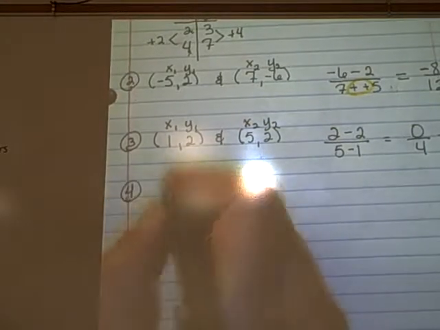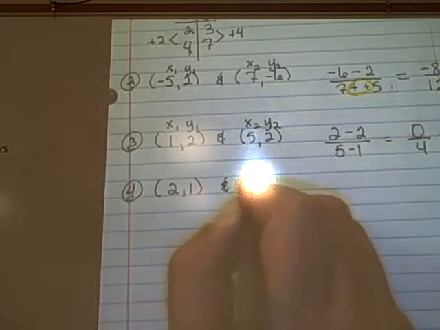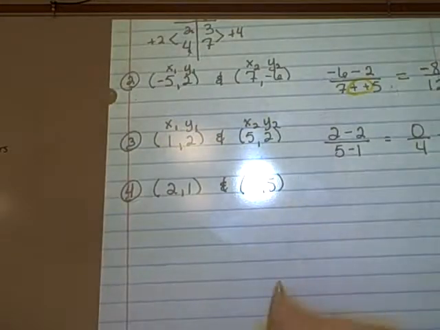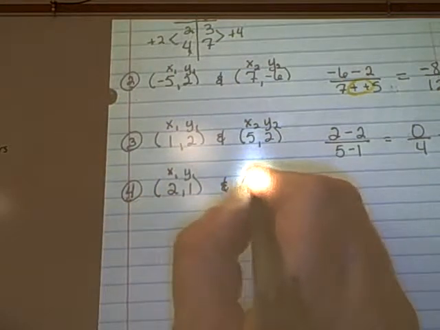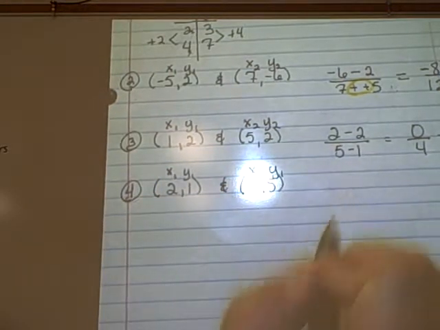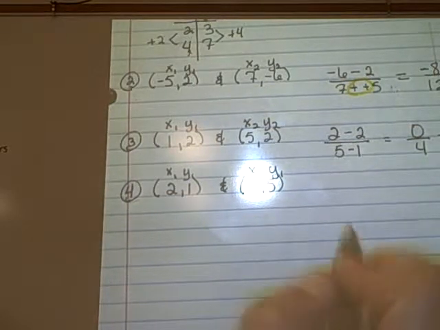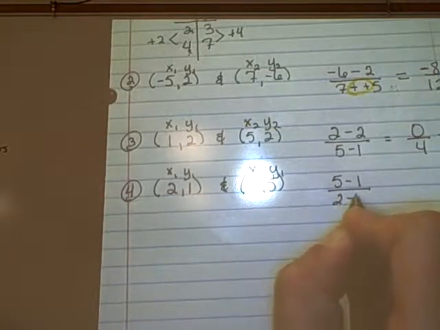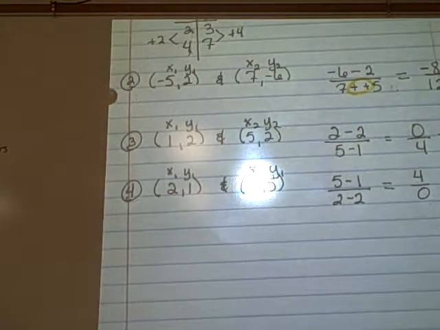Okay, so number 4: 2, 1, and 2, 5. So we're just switching the points that we had before. So this is x1, this is y1. So on the top, we're going to subtract the y's. So I have 5 minus 1 on top, and 2 minus 2 on bottom. You get 4 over 0, so this time type 4 divided by 0 in your calculator and see what happens.